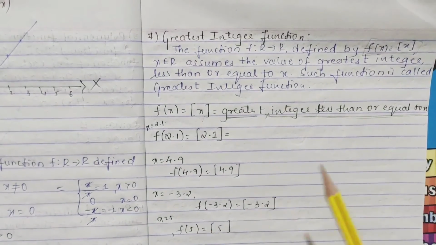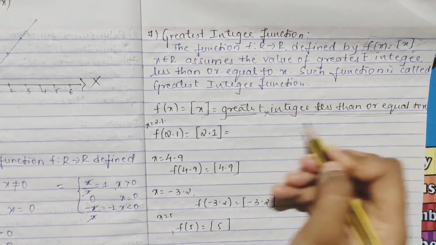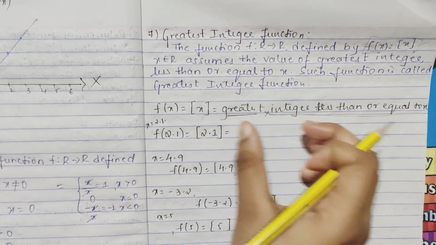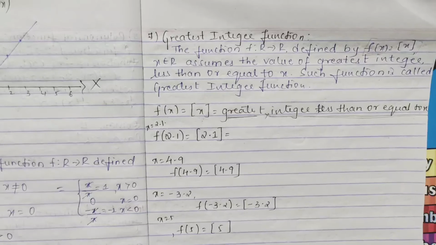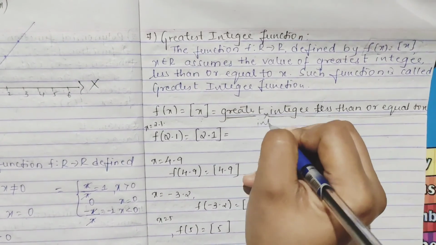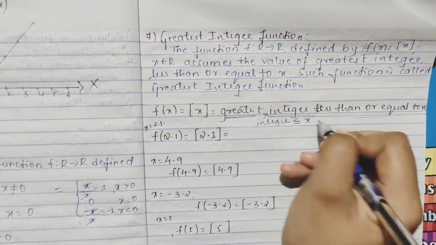Now if you are not understanding this, suppose, okay, I'll just break it down into two sentences. When you see integer less than or equal to x, I can write it like this. I'm just writing integer less than or equal to x, it is telling, okay.